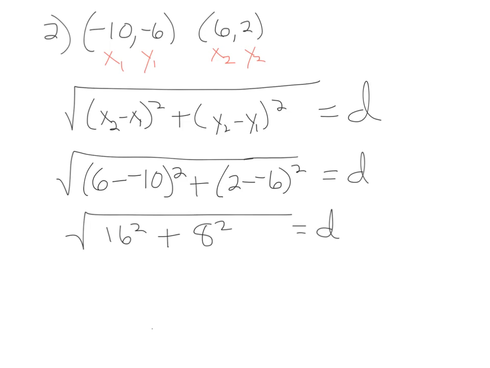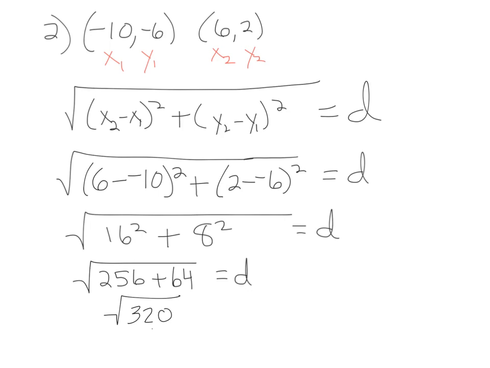16 squared. 16 times 16 is 256. 8 times 8, 64. Do not split this apart. You cannot split it apart because of the addition. 256 plus 64 is 320.